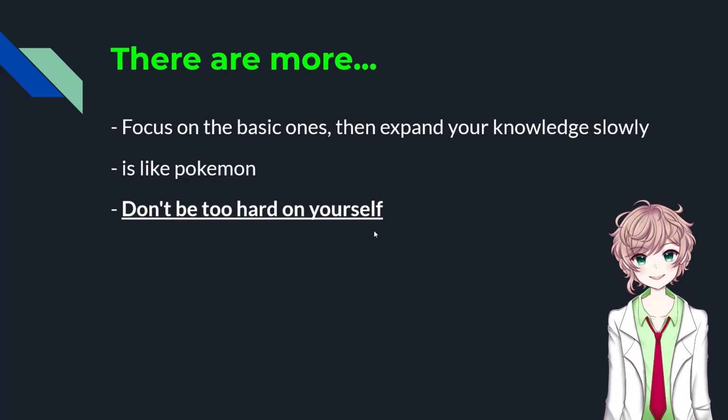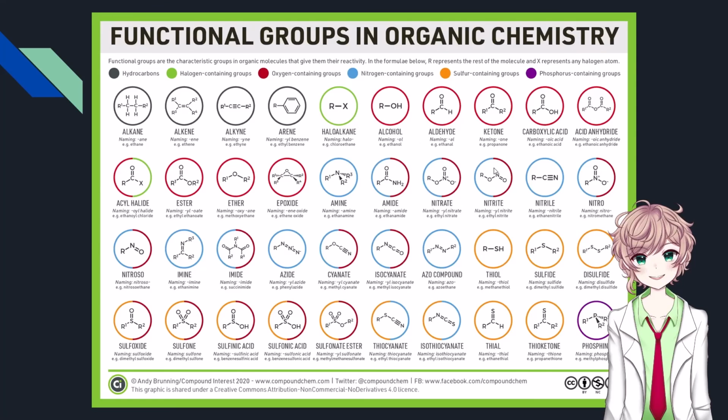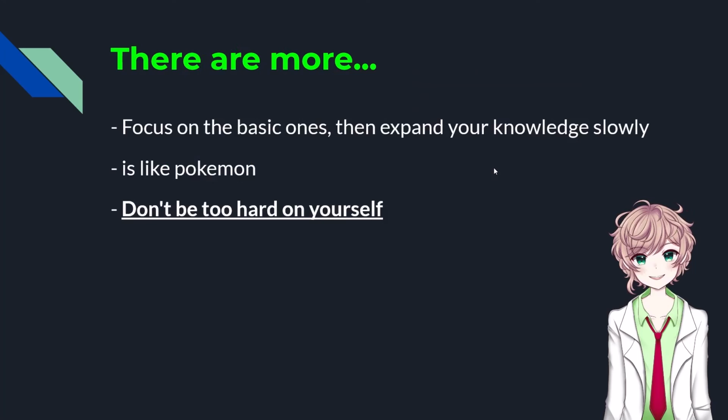So again, there are so many more different functional groups, as I showed you. Relax and just focus on the basic ones I showed you right now and just slowly expand your knowledge. It's extremely similar to Pokemon. You start off with Pikachu, Charmander, Bulbasaur, right? And then as you play the game, you slowly understand the names of the other Pokemon until you get to something like Dragonite, right? You're not going to remember all the names of the Pokemon in one day. It's over time and with repetition.